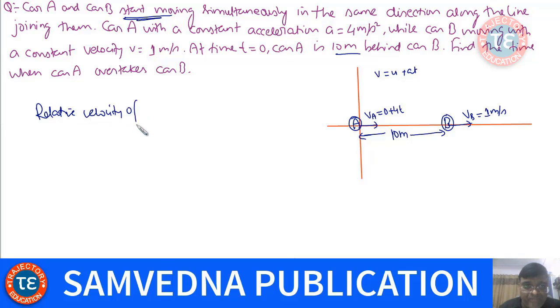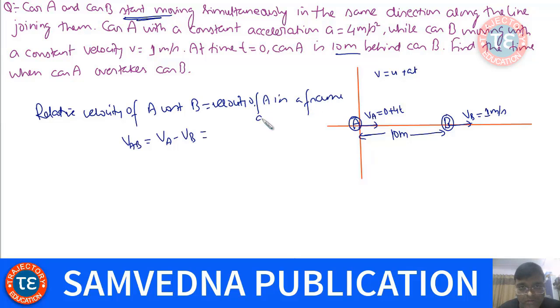So the relative velocity of A with respect to B is the velocity of A minus the velocity of B. That is the velocity of A in a frame attached to B. So it is 4t minus 1 meter per second, and the distance initially was 10 meter between them, and finally we want the distance to be 0, right? We want to find the time taken so that the distance becomes 0. So this is the relative velocity.